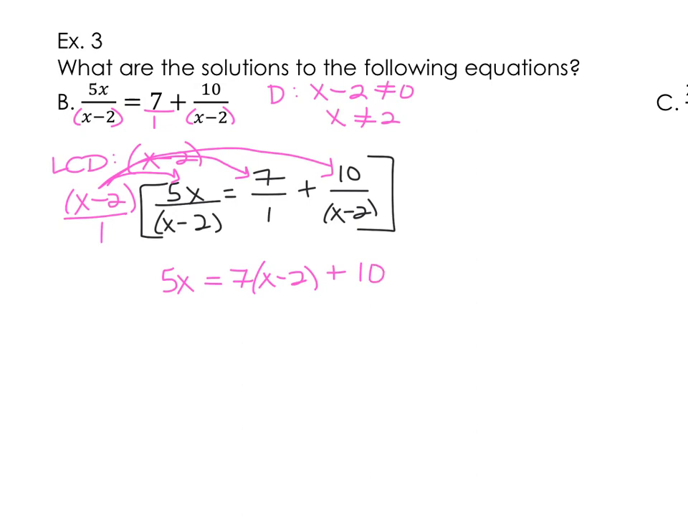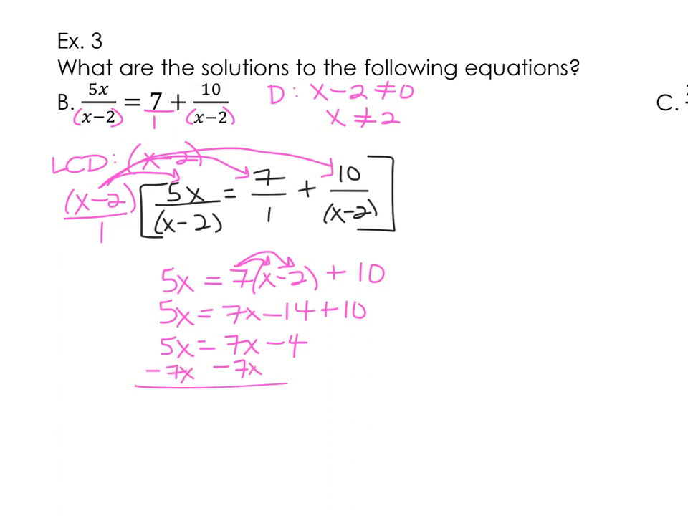What you want to do is eliminate the parentheses, so let's distribute the 7 in. We have 5x equals 7x minus 14 plus 10. And that would be 5x equals 7x minus 4. If I move that 7x to the other side, we get negative 2x equals negative 4. To get x by itself, when we divide by negative 2, we get x equals 2 as an option.